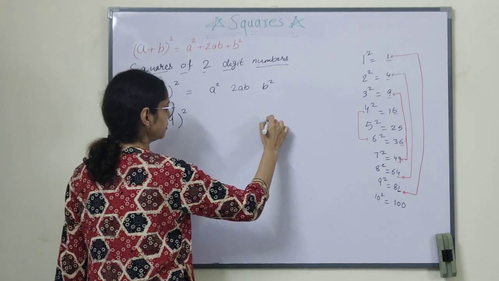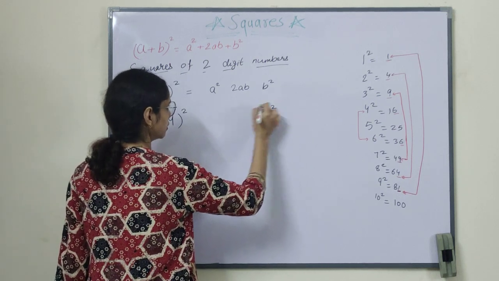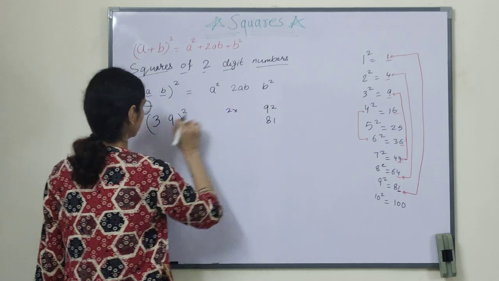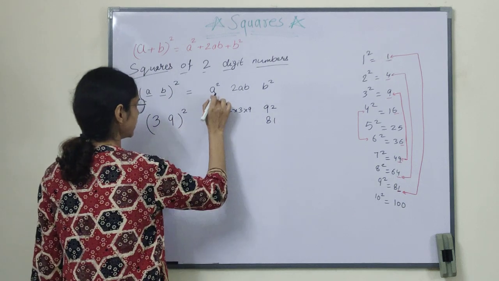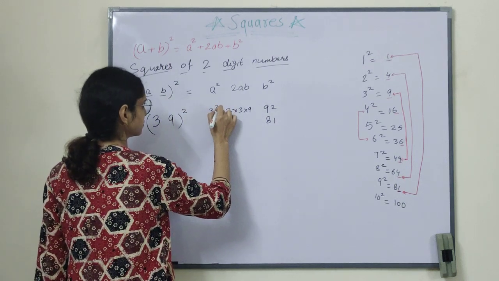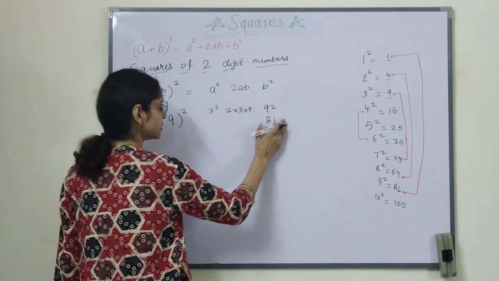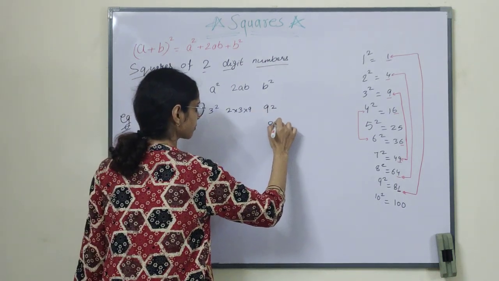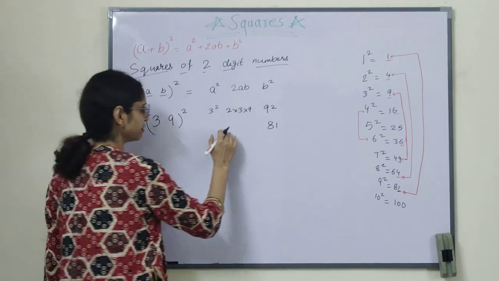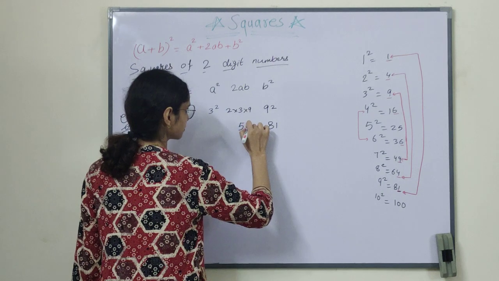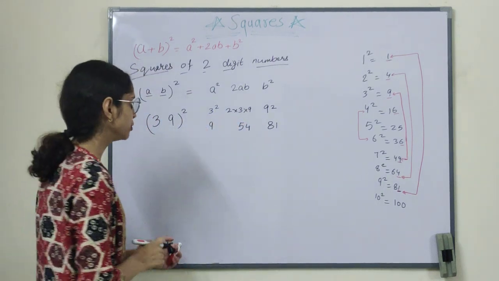9 square is 81. 2AB means 2 times 3 times 9. A square is 3 square. So B square, 2AB, A square, we have it. 9 square is 81. 2 times 3 times 9, 3 times 2 is 6, 6 times 9 is 54. 3 square is 9.